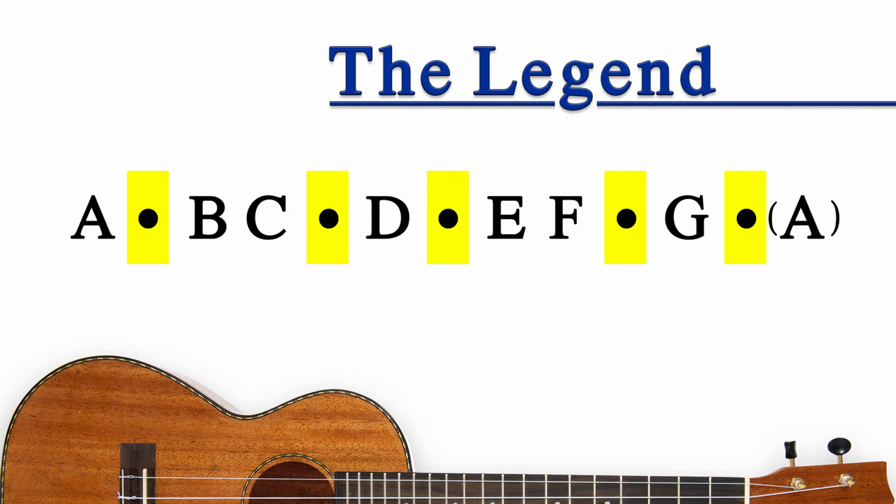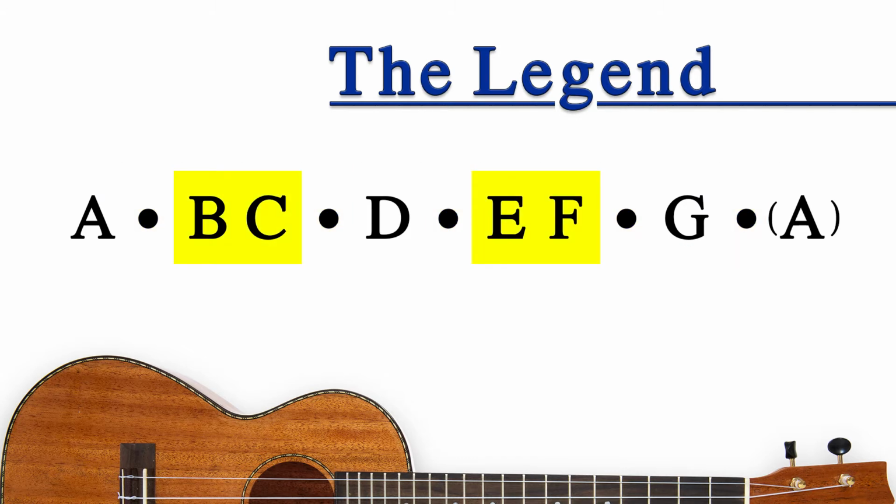Notice that there are dots between some letters, but there are no dots between the notes B and C, or E and F. Also, notice the A in parentheses at the far right. This is to show that the sequence begins again on A, following the dot placed after G. In theory, the sequence repeats infinitely in either direction. Fortunately, you won't have to worry about that because the ukulele has a finite number of frets. But it is important to remember that the sequence repeats as many times as needed to accommodate your instrument.